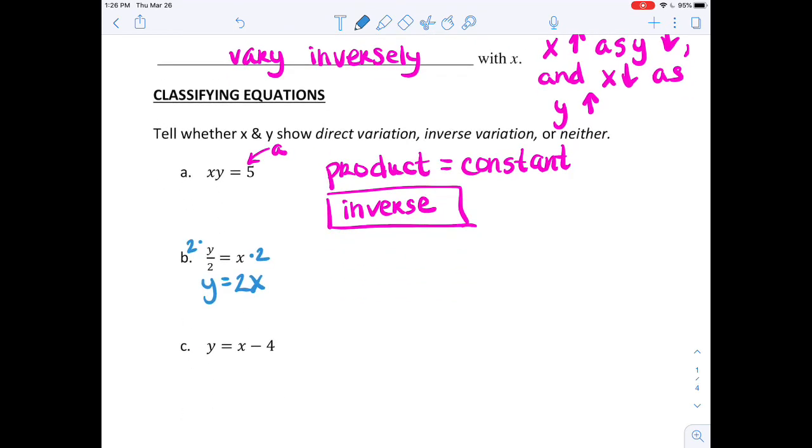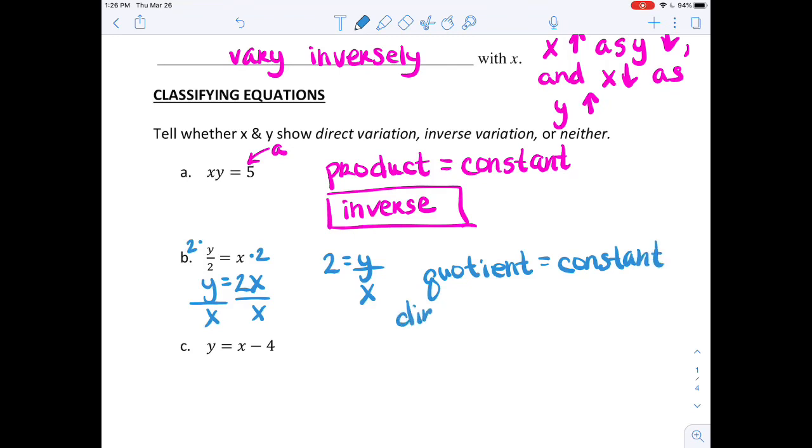So we could divide both sides by x and get that 2 is equal to y over x. So we can see distinctly that our quotient is a constant here. That means that we have direct variation. Again, most of you would have been able to tell that it was direct variation once we got to this point, but I just went ahead and rearranged it to solve for my constant, my a value, just to make it a little clearer if you needed that clarification.